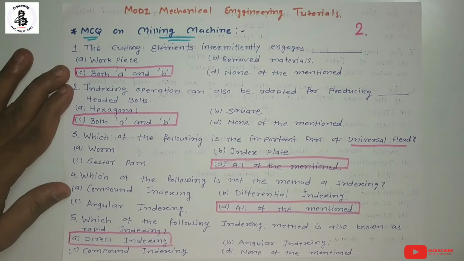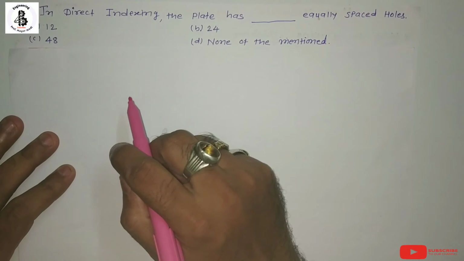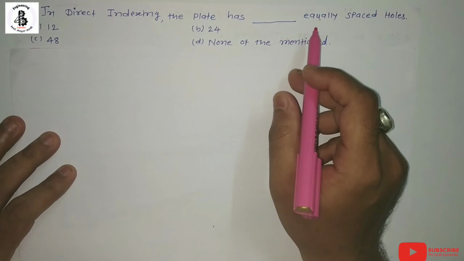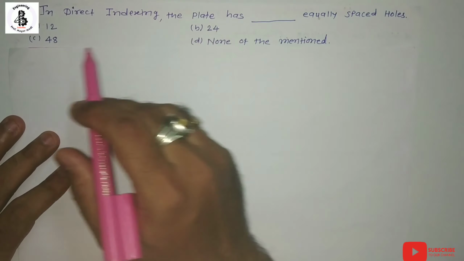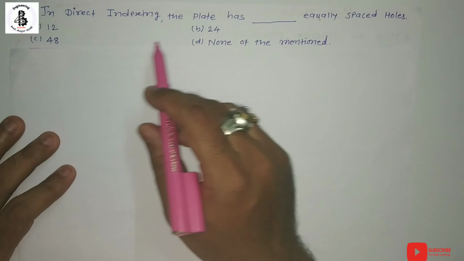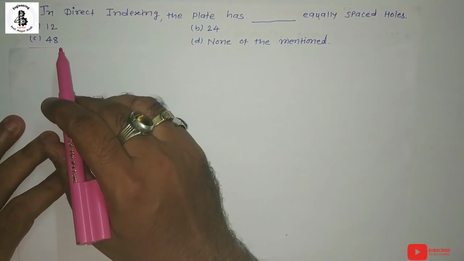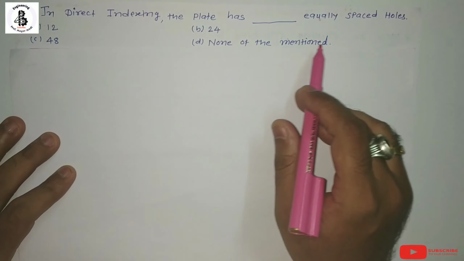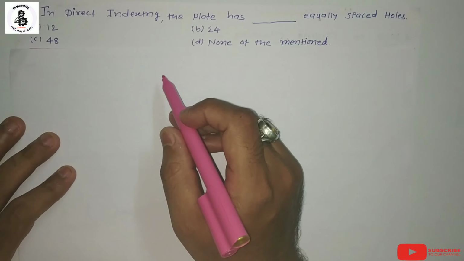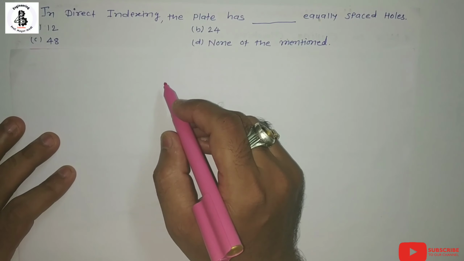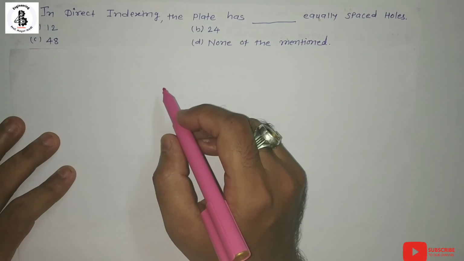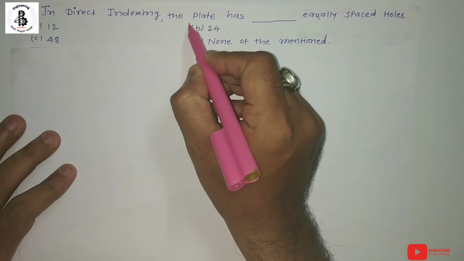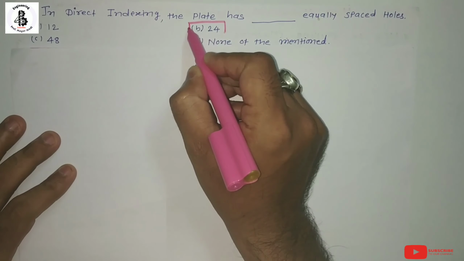The next question, in direct indexing the plate has how many equally spaced holes? Option A, 12, option B, 24, option C, 48, and option D, none of the mentioned. So according to the construction of direct indexing methods, the plate has 24 equally spaced holes. So the right answer is B, 24.